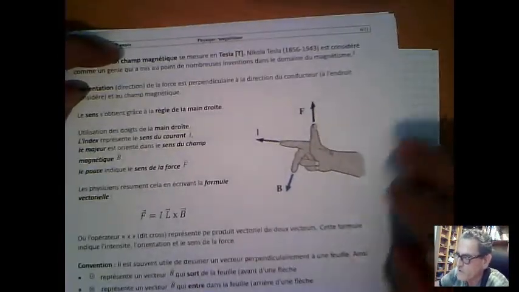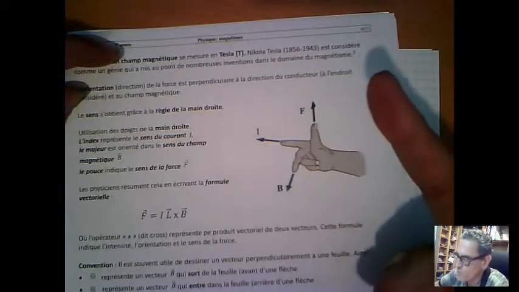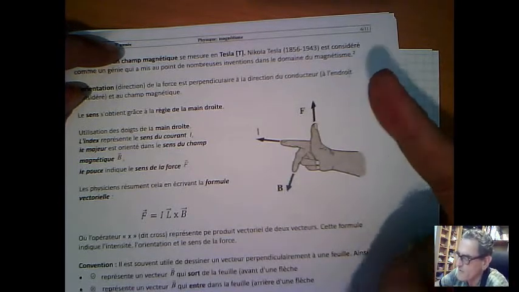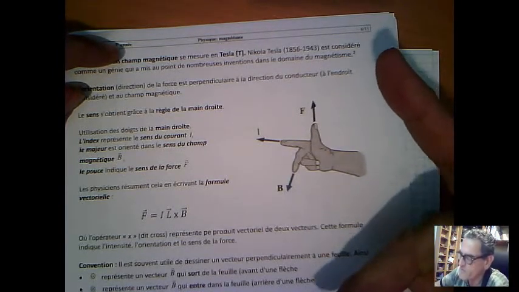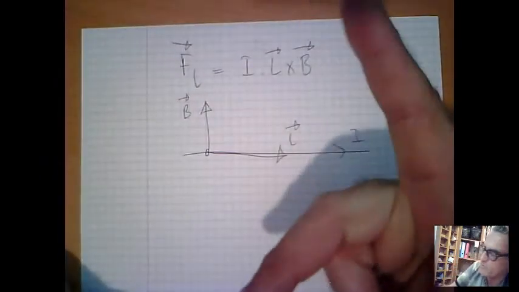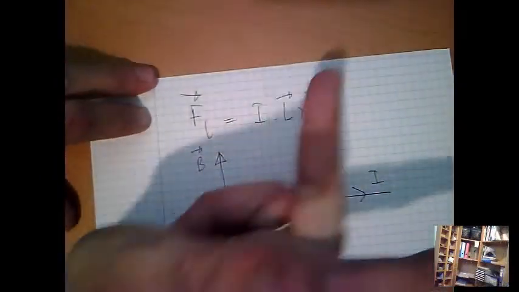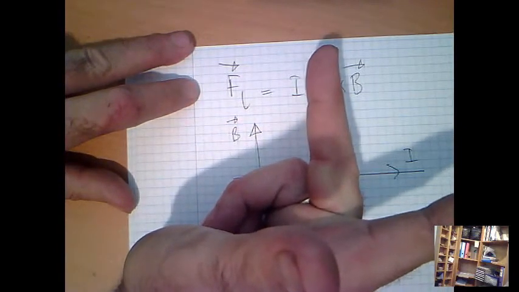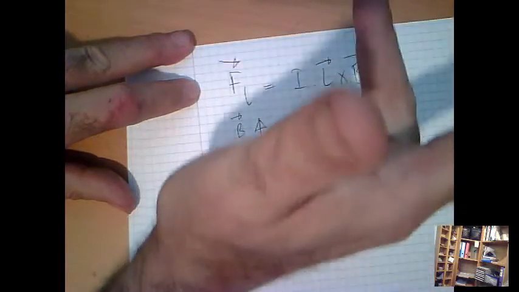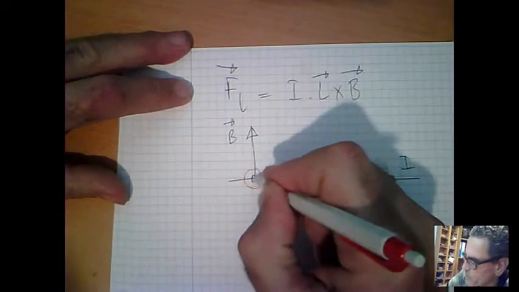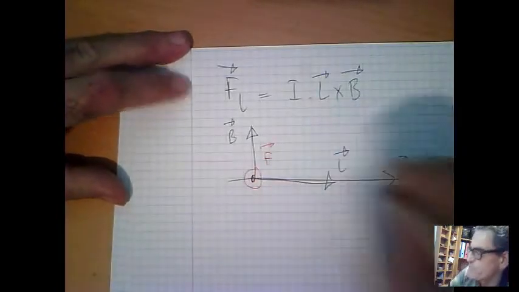So if you want to decide about the direction of the force, you should point your index finger in the direction of the current, in the direction of the length of the conductor, your middle finger in the direction of the magnetic field, and the force is given in the direction of the thumb. So now I will orient all this like this. The current to the right, the magnetic field upwards along the page, and so the force is given by my thumb. It comes up. So here we have a force which is pointing up towards us.